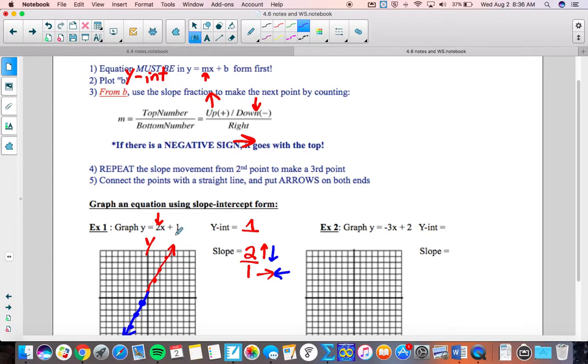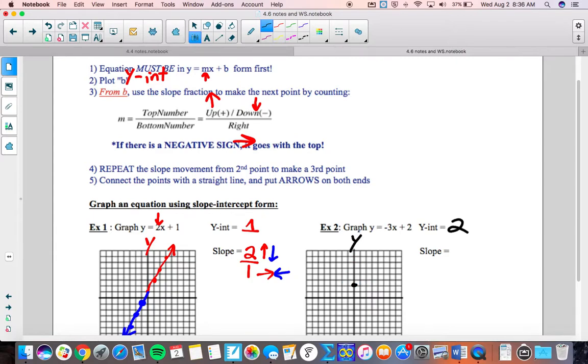Let's try another one. Example number 2 is in slope-intercept form. So our y-intercept is the constant. It's the number that's being added or subtracted to the x. X is being added to by 2. So the y-intercept is a positive 2. So on the y-axis, I go to positive 2.